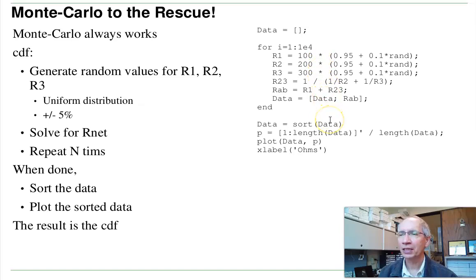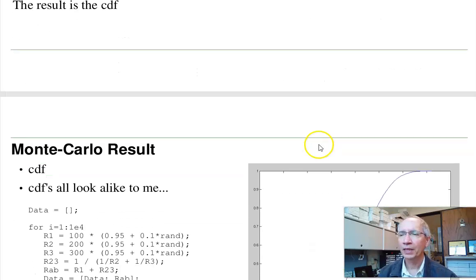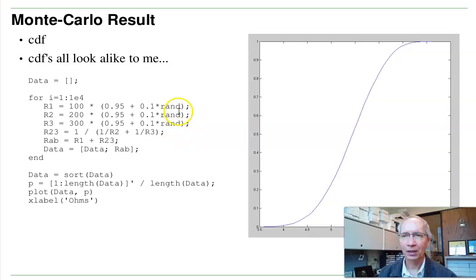When I'm done, sort the data and plot the data versus probability. That's the CDF. What that looks like is this. Do that for 10,000 resistors. The resistance is somewhere between here and there. There's your CDF. Now, given the CDF, what is the PDF? Well, CDFs actually don't really do a whole lot for me. To me, all CDFs kind of look alike. It starts at 0, goes to 1, kind of looks like a letter S. Is that a uniform, exponential? What's the PDF?